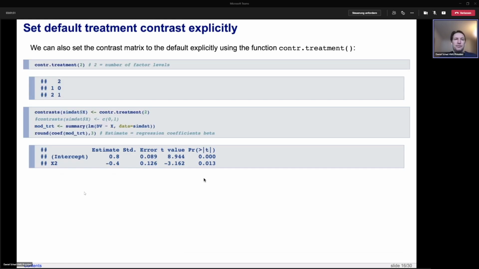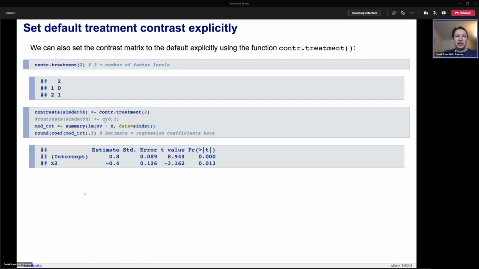How much does y change if we make an increase of 1 step on the x-axis? Okay, we can also set this default treatment contrast explicitly, so I'm going slowly, step by step. Maybe not so interesting for those who already know about contrasts, but just to make sure we have everyone on the table. So there's this contrast treatment function. You indicate the number of factor levels, 2, and then you get exactly this contrast matrix that we saw before. So we can explicitly change the contrast settings of this factor by assigning this contrast matrix that we get from treatment contrast to the contrast attribute of this factor.